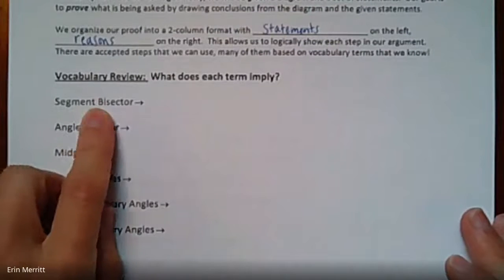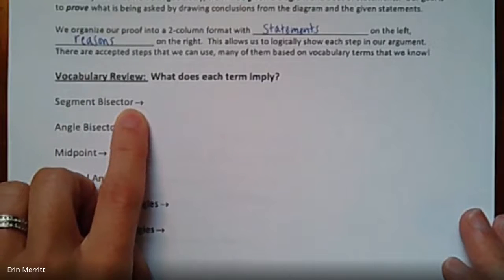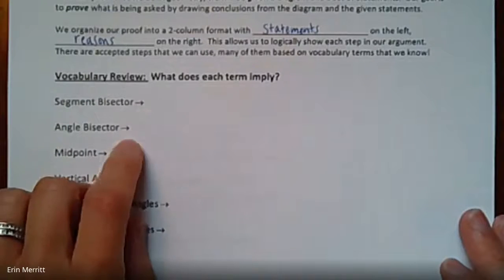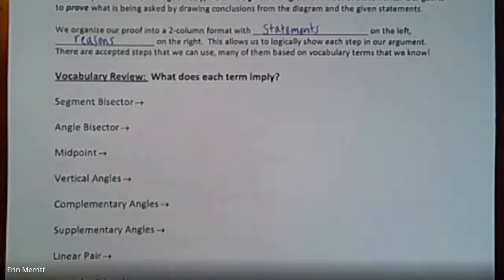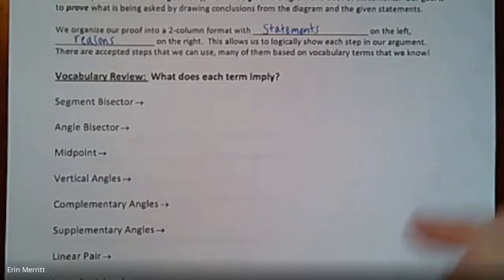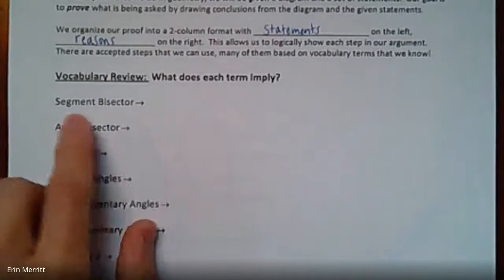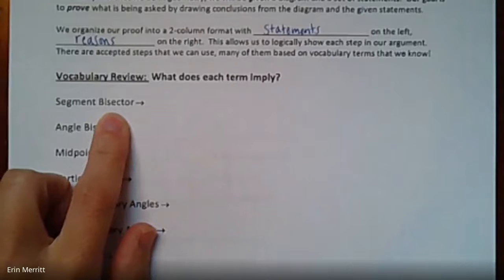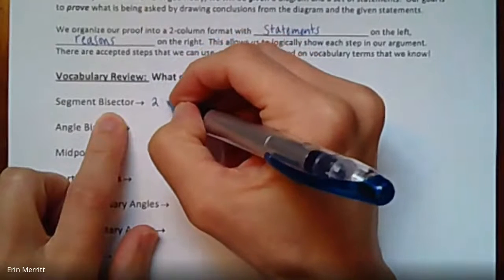For each of these, we use this little arrow to say, like, segment bisector. You can write it as implies, or, if I have a segment bisector, then here's what I know. There are two ways you can read it, but the idea is here's the vocab word we know, and this is what it tells us. For the first one, a segment bisector tells us that we're cutting a segment in half, so we're going to end up with two congruent segments.